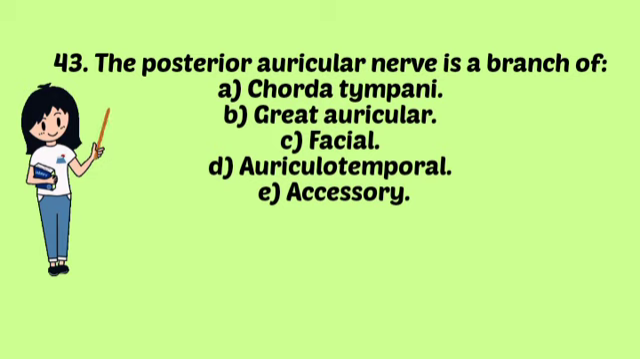43. The posterior auricular nerve is a branch of A. Chorda tympani, B. Great auricular, C. Facial, D. Auriculotemporal, E. Accessory. Option C is correct, facial.